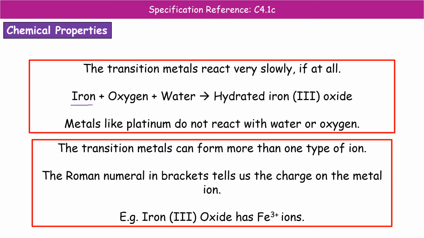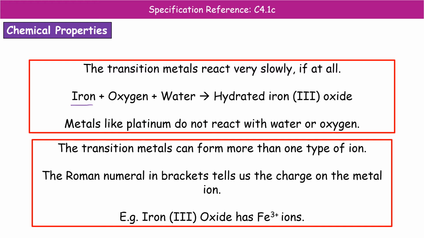If we consider some of our other transition metals, something like platinum for example, does not react with water or oxygen at all. Hence why platinum is great to use in things like jewellery, because it's not going to react with the oxygen or the water that you come into contact with all the time while wearing that jewellery.